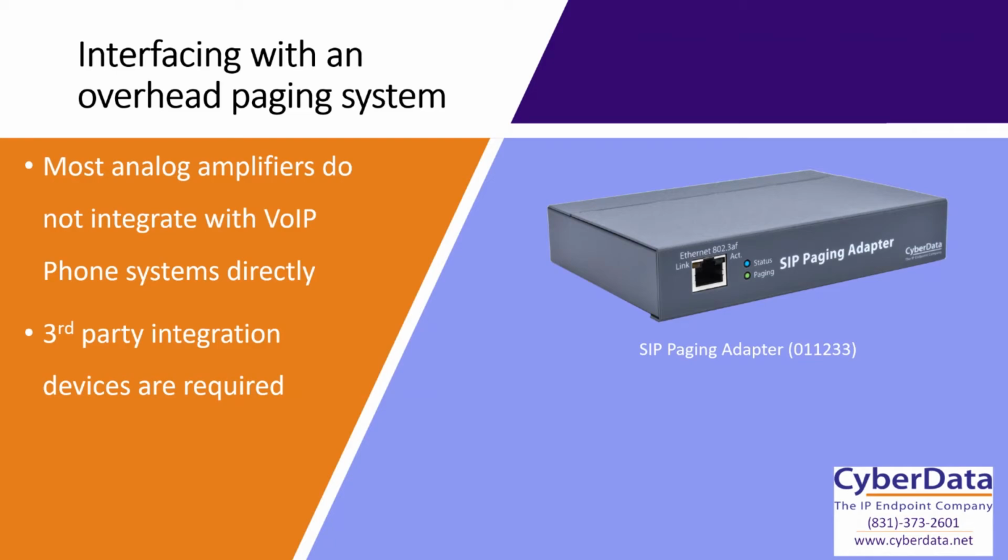Well, most amplifiers aren't going to integrate directly with VoIP phone systems. So a lot of the time you're going to need a third-party integration device. There's a multitude of manufacturers that make some kind of little box, like our CyberData SIP paging adapter, part number 011233, that can interface with these different analog amplifiers and provide that capability to actually connect to the amplifier. That way you can still use that analog system with your fancy new RingCentral, Zoom, Cisco, WebEx, what have you. You can use it with the new system that you have today.